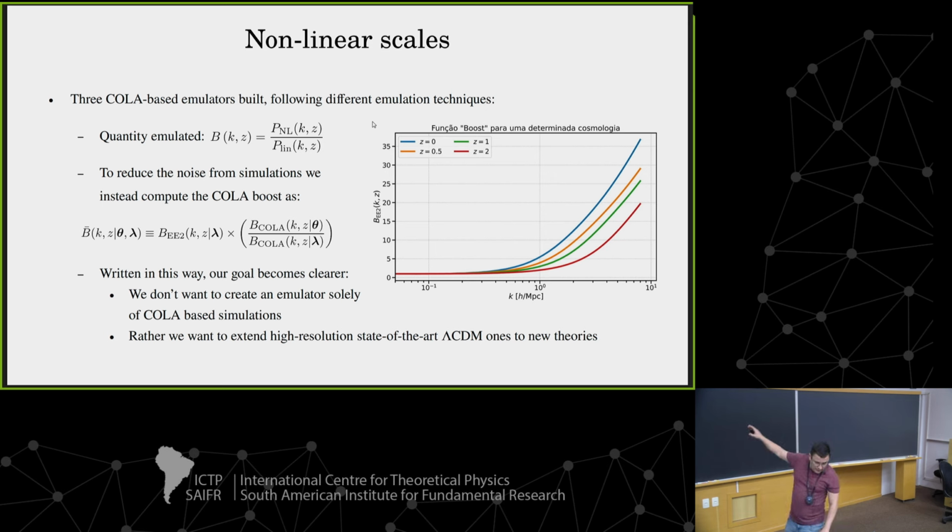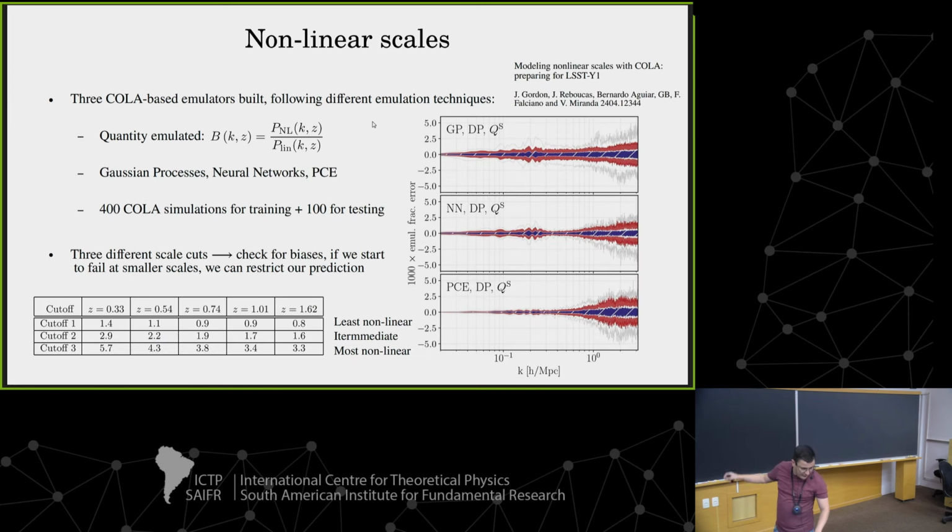And to reduce some noise issues that we have when we use simulations, our strategy is to emulate the boost in the way that I show here, where we take a reference point from the boost of the Euclid Emulator 2, and then we extend this reference Euclid Emulator 2 point with COLA prescriptions. So basically, we're going to use COLA wCDM simulations to go beyond this Euclid Emulator 2 prescription that we have here as a reference. Just to talk a little bit about the emulation itself, we emulated the boost in that way.